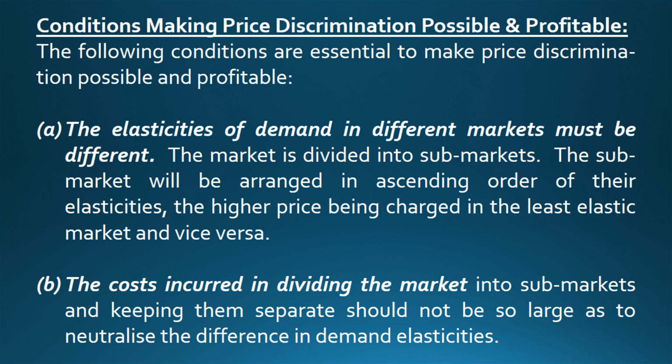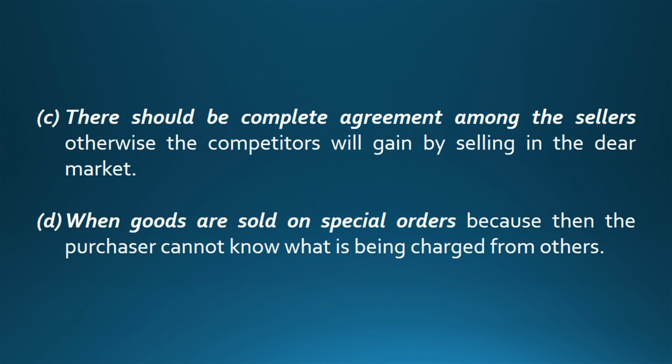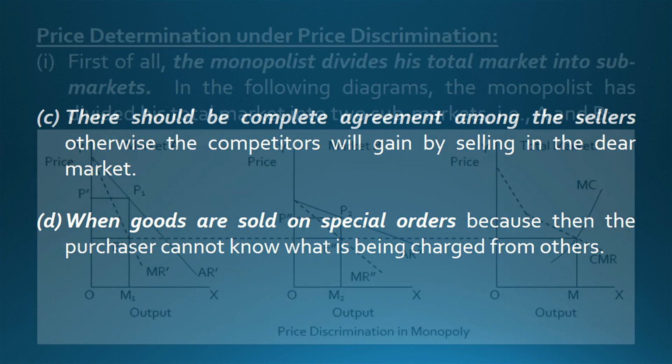B. The costs incurred in dividing the market into sub-markets and keeping them separate should not be so large as to neutralize the difference in demand elasticities. C. There should be complete agreement among the sellers, otherwise the competitors will gain by selling in the dear market. D. When goods are sold on special orders, because then the purchaser cannot know what is being charged from others.